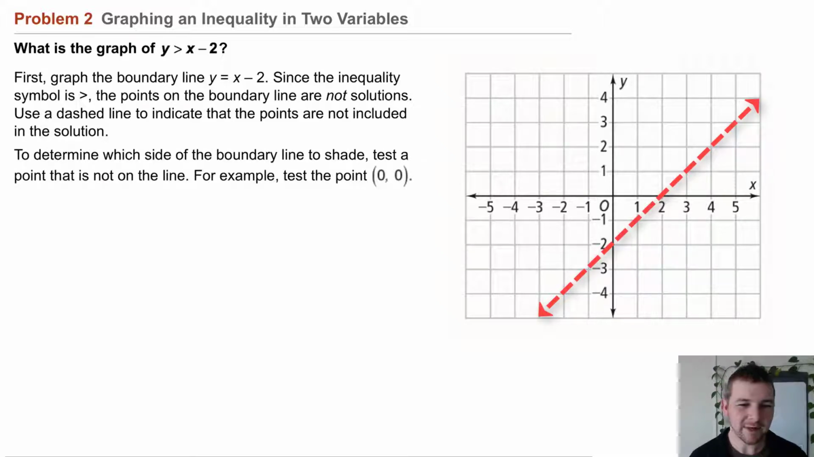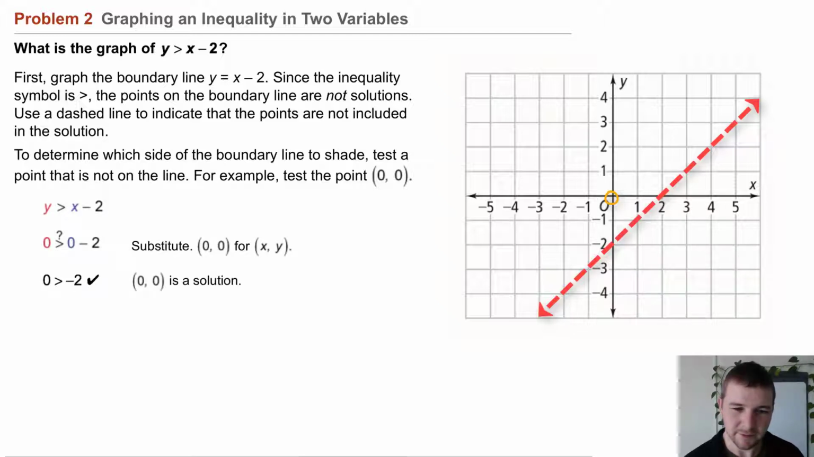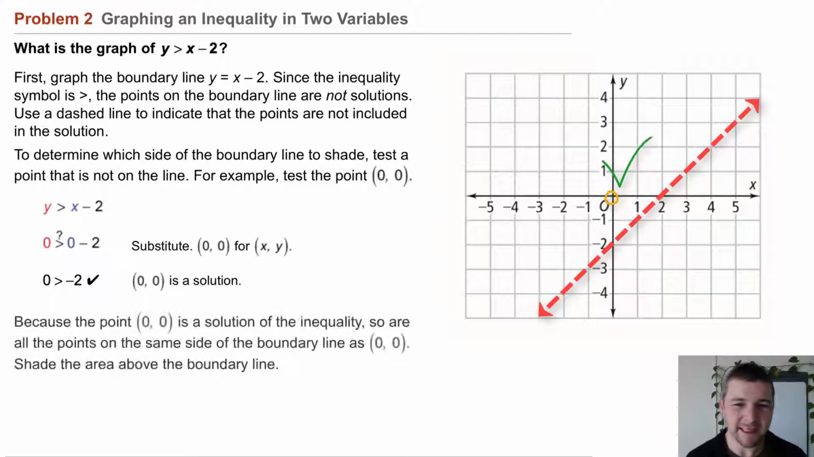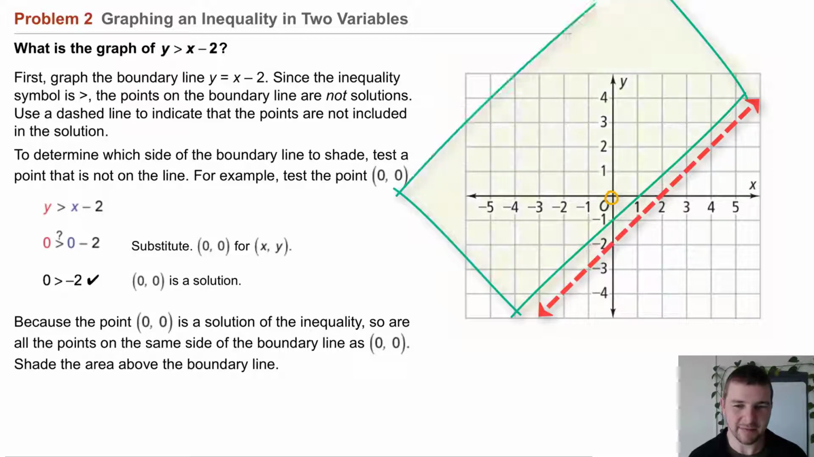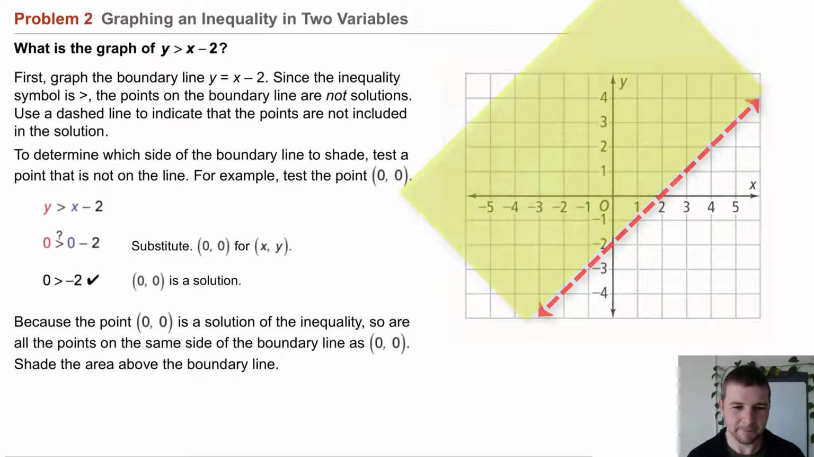To determine which side of the boundary line to shade, test a point that's not on the line. For example, in this case, we can test the origin, the point (0, 0). Substitute 0 for x and 0 for y and see if it's true. In this case, it is. 0 is greater than negative 2. So that indicates to us that we should shade above, or kind of to the left of, the dashed line.